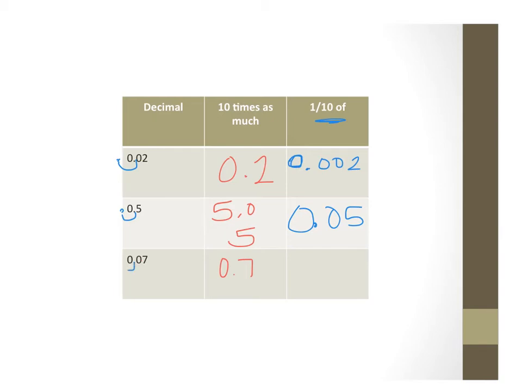And down here, one spot to the left is decimal 0.007. Put my 0 to hold the place. That's 7 thousandths. 7 thousandths is 1/10 of 7/100ths. You can see it's a pattern. I'm either moving the decimal to the right or moving the decimal to the left, depending on its place value position.